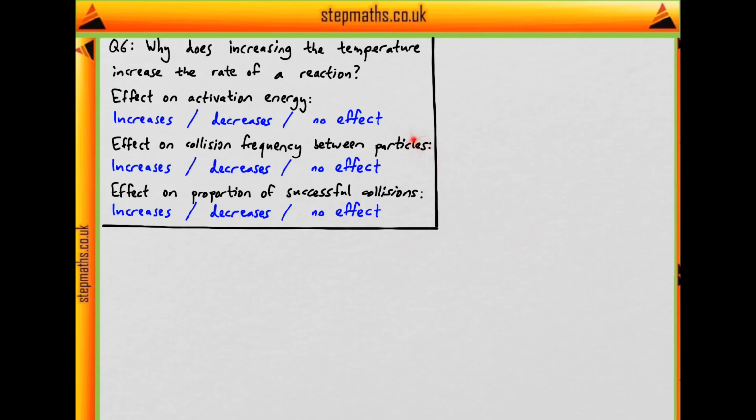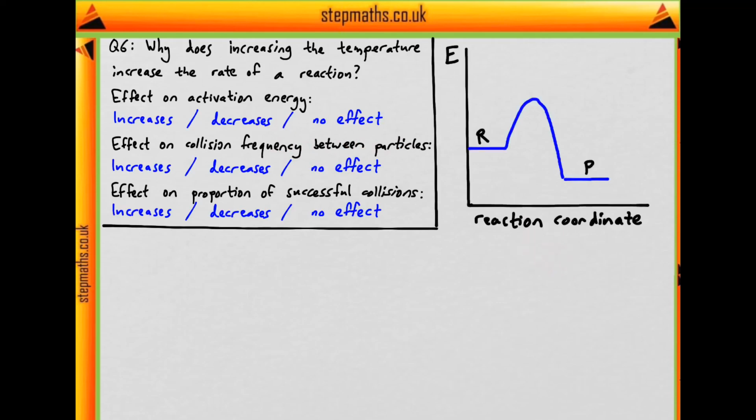So let's look at each of these in turn. Now firstly, what's the effect of increasing the temperature on the activation energy? Now, what is the activation energy? If we look at a reaction profile, where we have a reactant going to a product over some energy barrier, the activation energy is just the height of this barrier in terms of the energy.